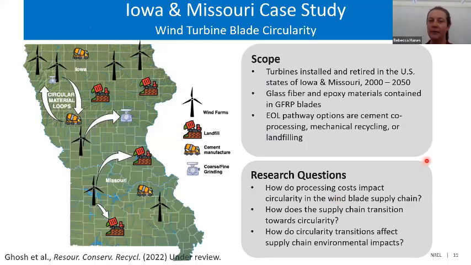All right, so over the next few slides, I'm going to talk about our current case study, which we have one publication from last year in Frontiers in Sustainability, and we have an upcoming publication in Resources, Conservation and Recycling, both on various iterations of this case study. So we're looking at wind turbine blade circularity in Iowa and Missouri. So we started working on this back in 2020.